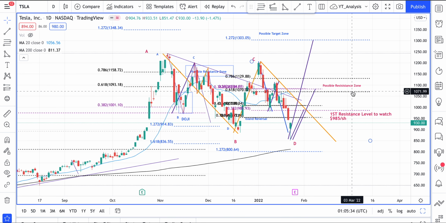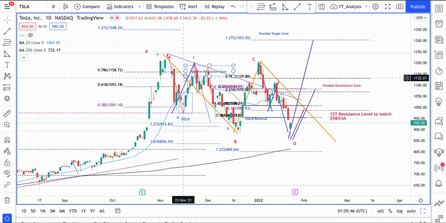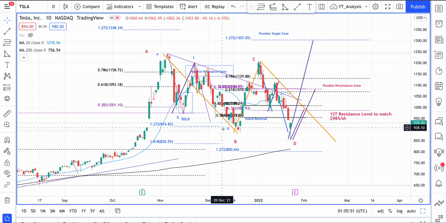Thank you very much for watching the channel. Tesla is one stock we have followed quite extensively and done several videos on. You'll be able to see in the previous videos how we were able to identify the resistance zone here and the possible lower price objective here.